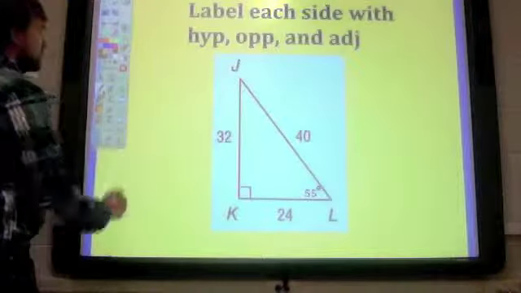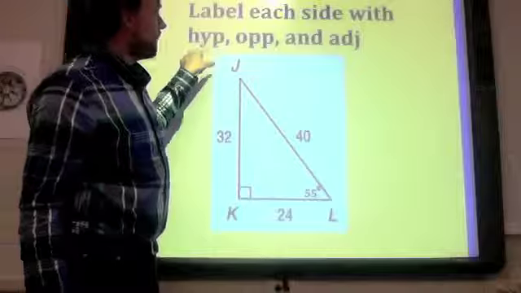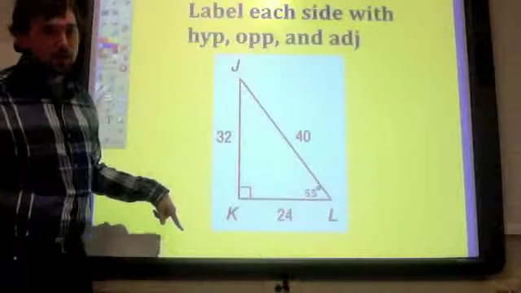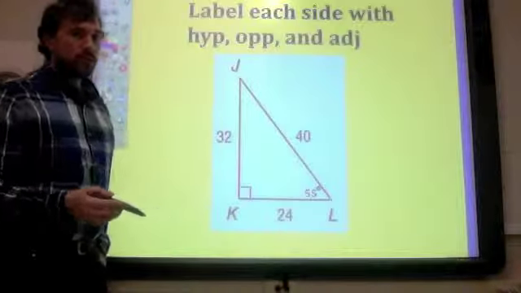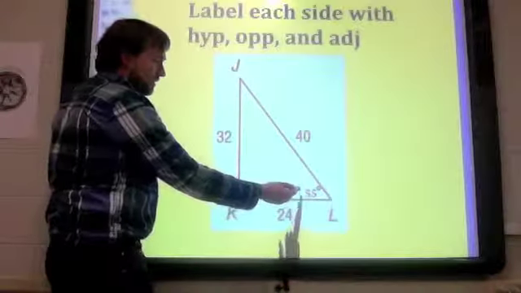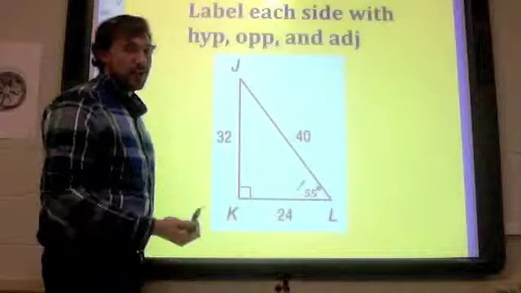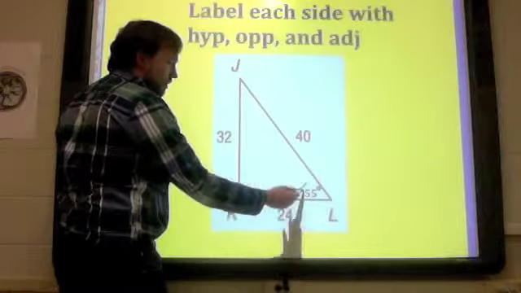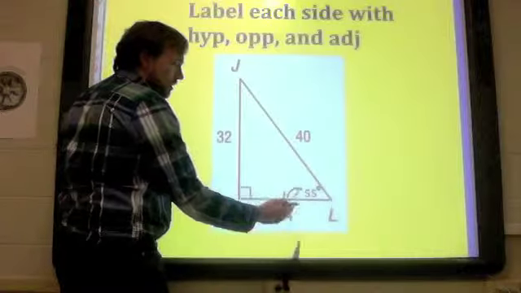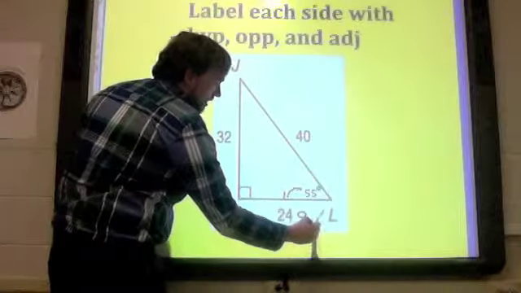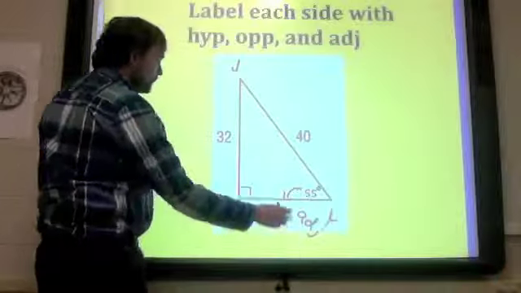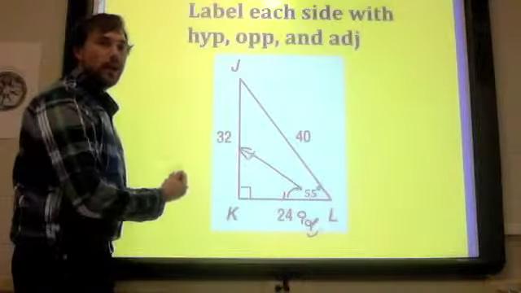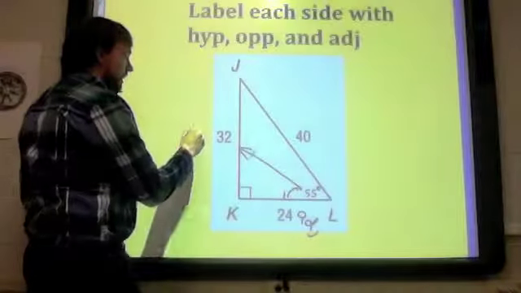So we're going to start off with labeling each side as the hypotenuse, opposite, or adjacent. And it's all according to the angle. A lot of you don't remember this, but an angle is right here. Right there. So, we've got 55. Where is 24 compared to 55 degrees? Adjacent. Put my ADJ right there. Where is my 32? It's way over there. It's opposite. That's right, opposite.